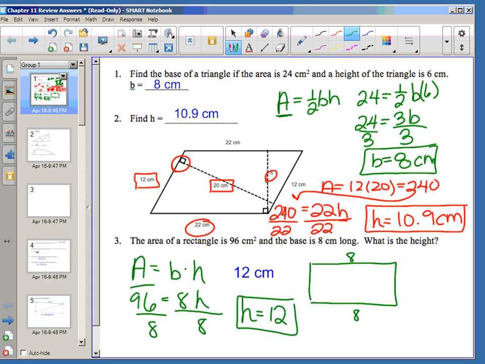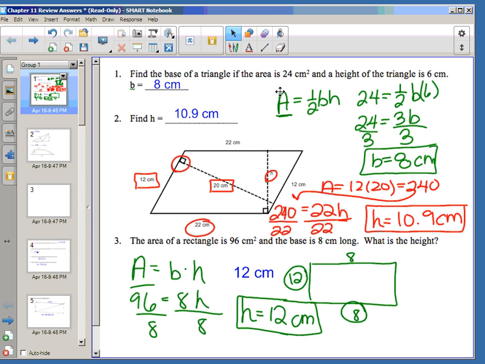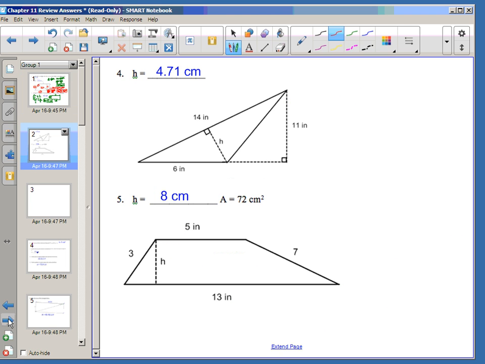And again, you can do the same thing. Oh, I forgot my units. Still in centimeters. You can do the same thing. You can do 8 times 12. Oh, that better give me an area of 96, and it sure does. All right, let's move on to number 4.